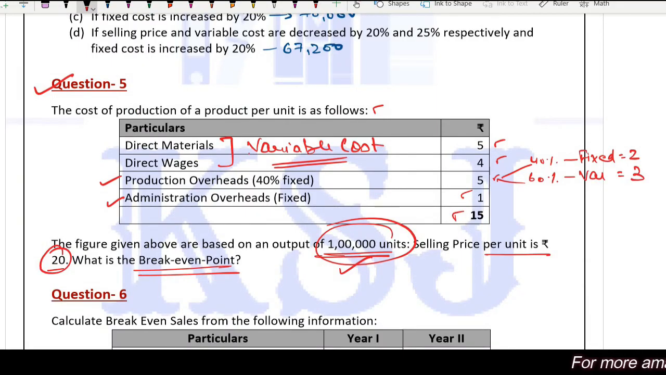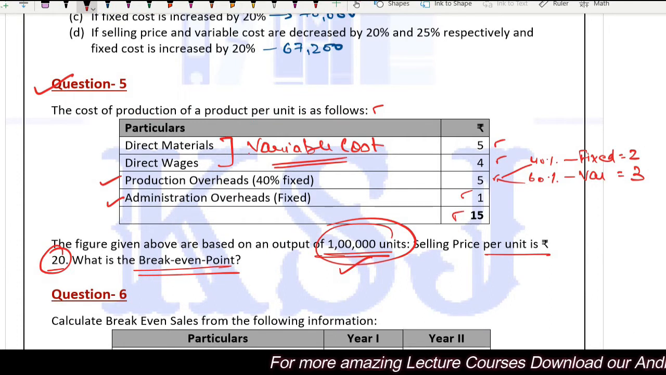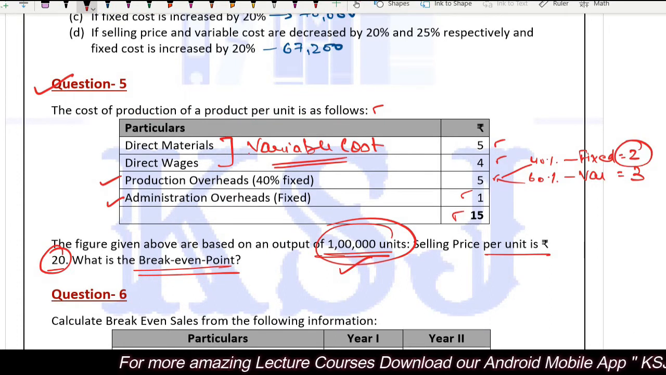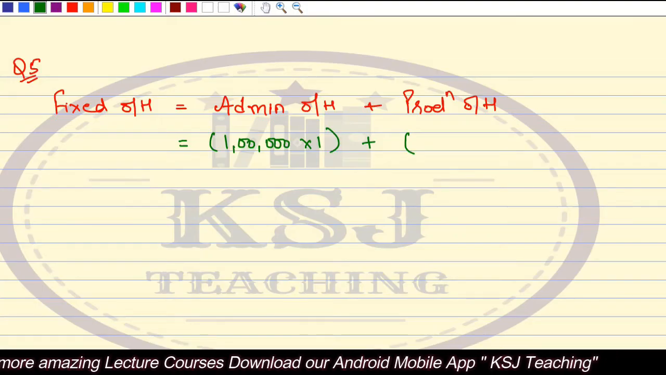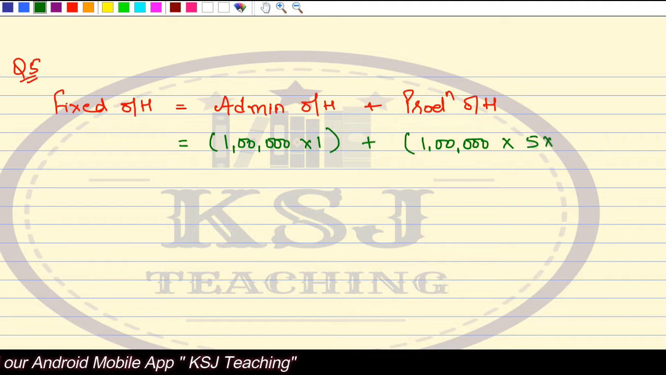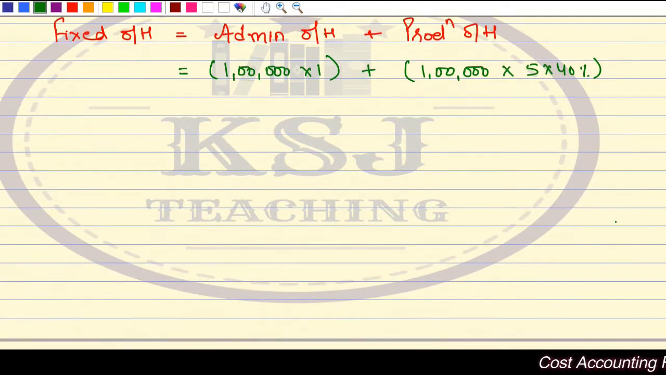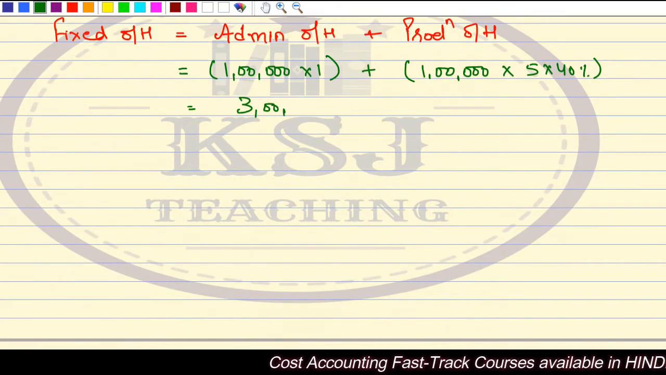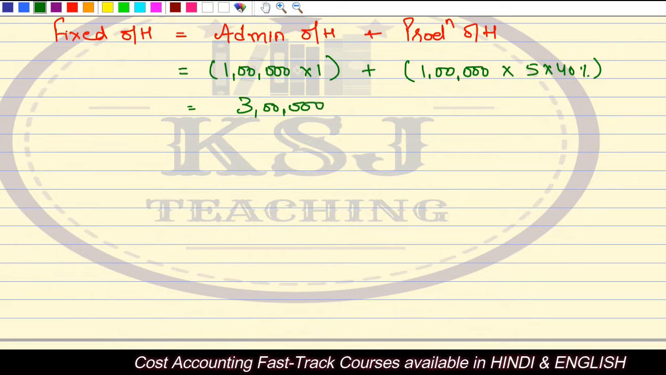Production overheads are 5, but out of that only 40%, that is 2 rupees, is fixed, right? So I'll write 1 lakh units multiplied by 5 multiplied by 40%. Clear? So this will give me fixed overheads. So fixed overheads here will be 3 lakh, right?